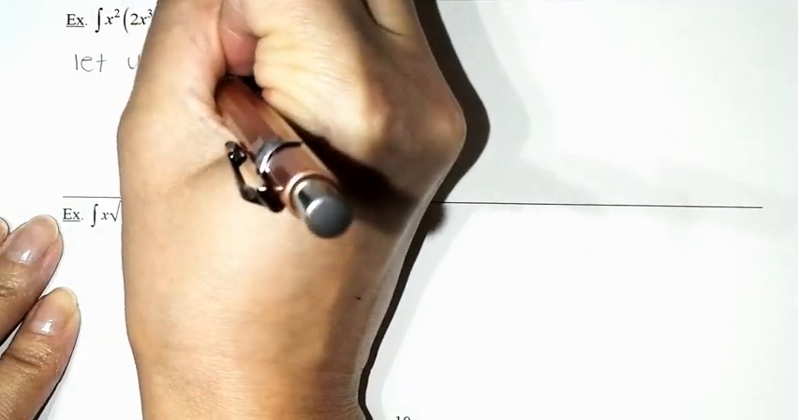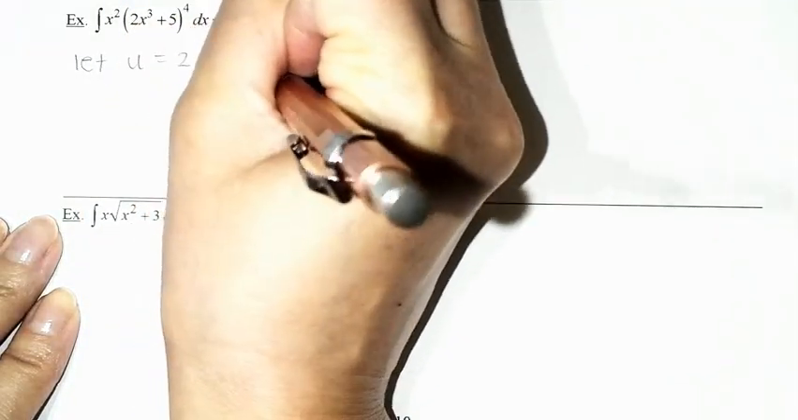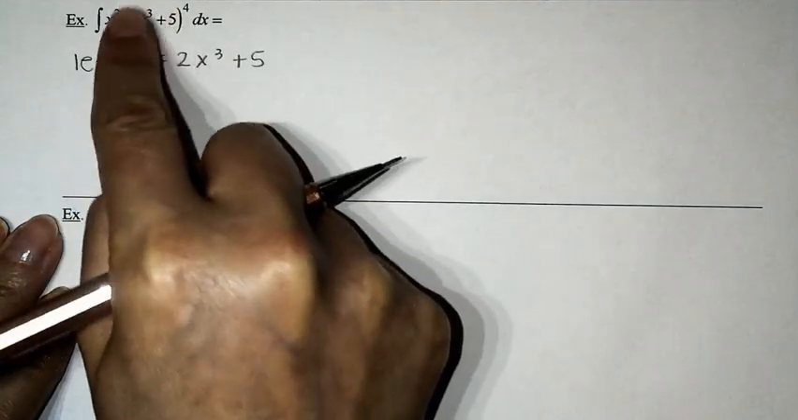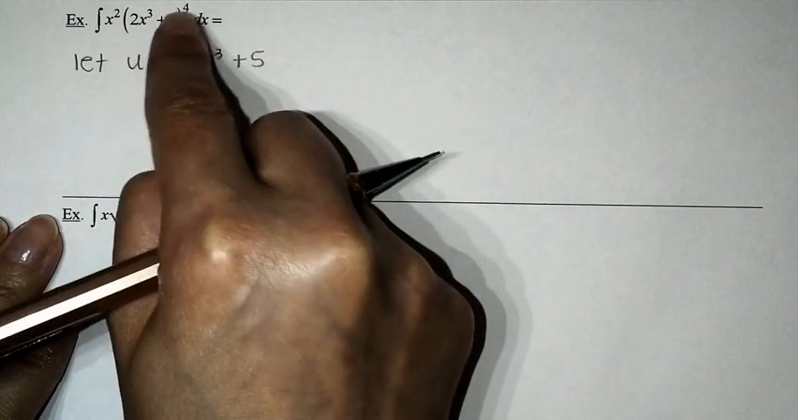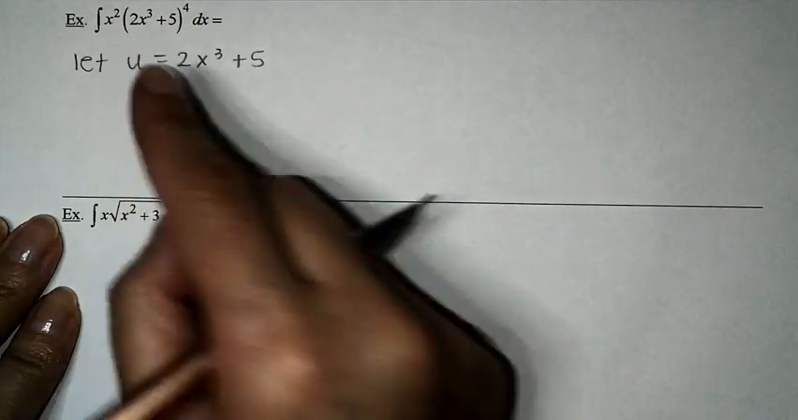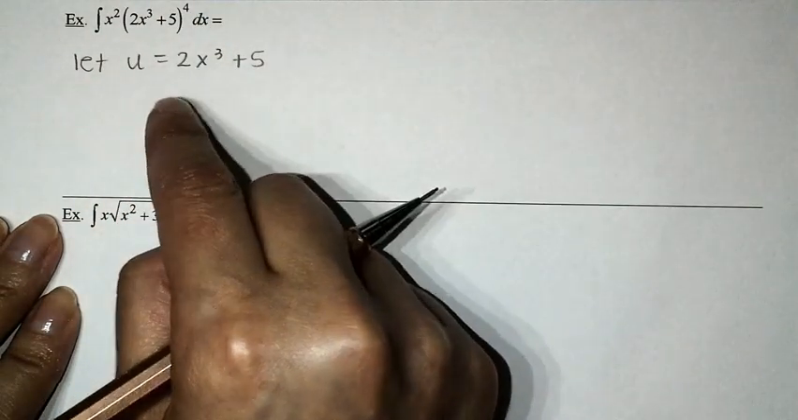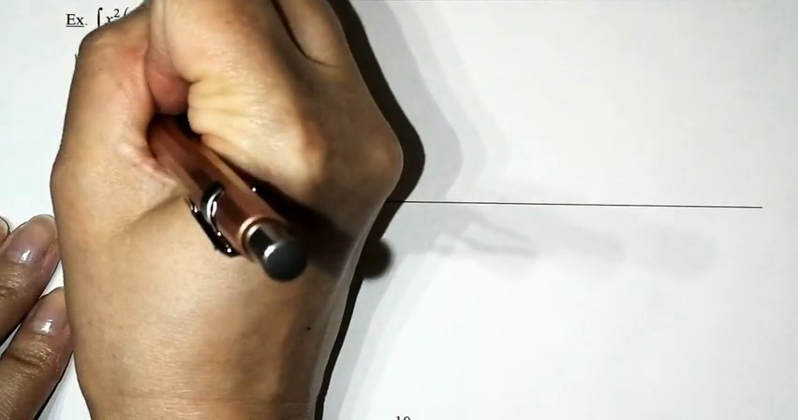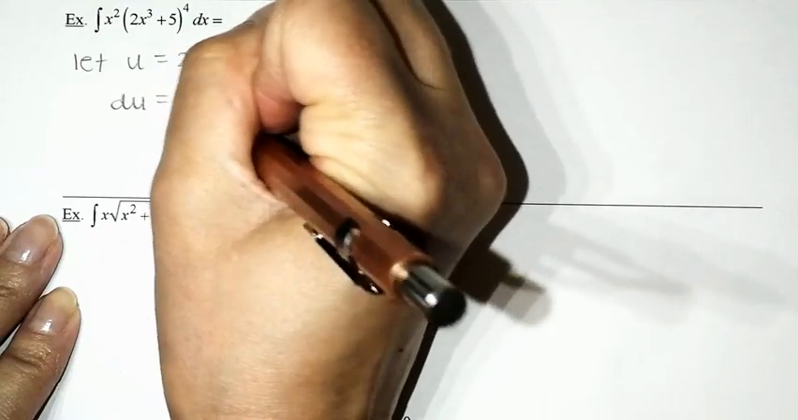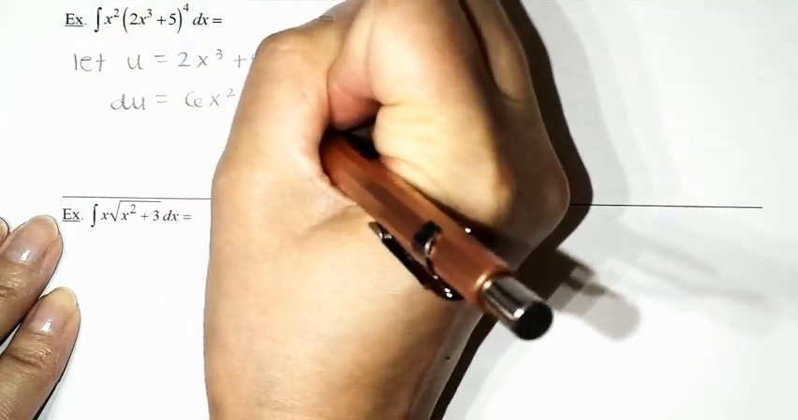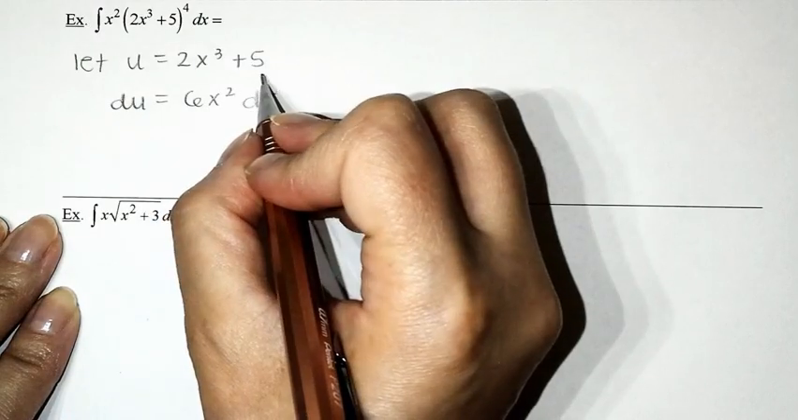Here I would do 2x cubed plus 5. As you can see, inside the parenthesis we have this expression, and all of that is to the power of 4, so it's a very inner expression. Now ask yourself, what is the differential of this? The differential of 2x cubed is going to be 6x squared dx, because the derivative of 5 is 0.